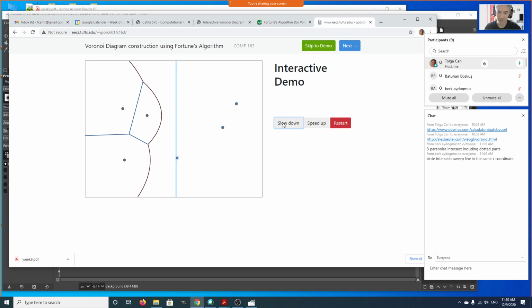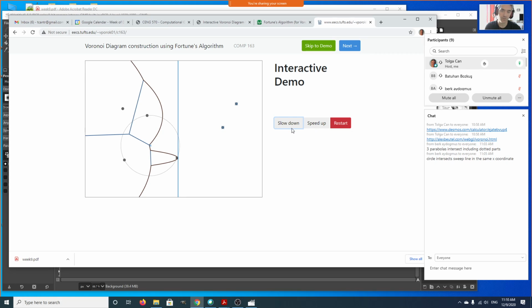And at this point, yeah, we are going to have our circle event. This is the circle event that appeared between these three, and this is the point where this parabola is going to disappear. So the rightmost point of the circle is inserted into the event queue.